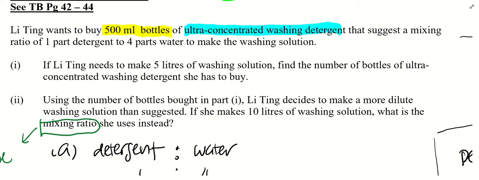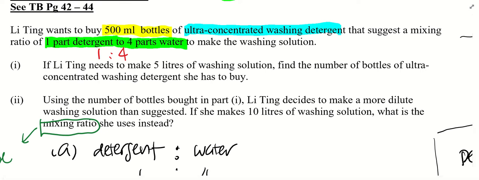So what do the instructions on the bottle say? You have to mix 1 part of detergent to 4 parts of water. So immediately we can write down the ratio already. Detergent is to water is 1 is to 4. So I can take the notes by the side.